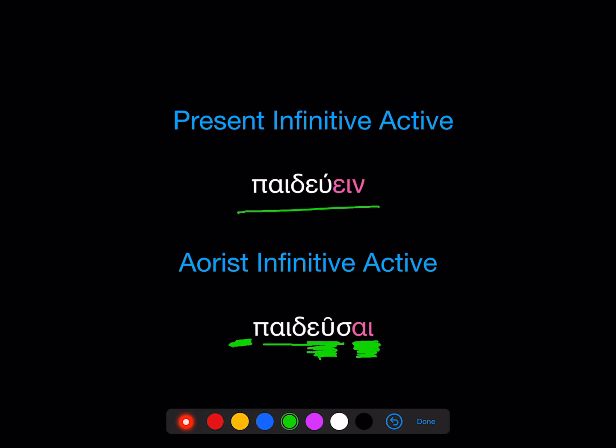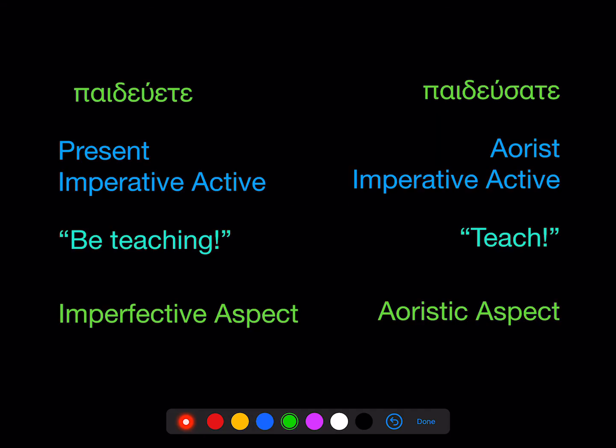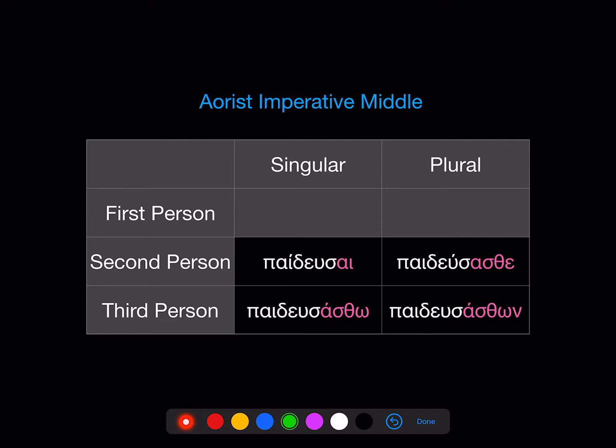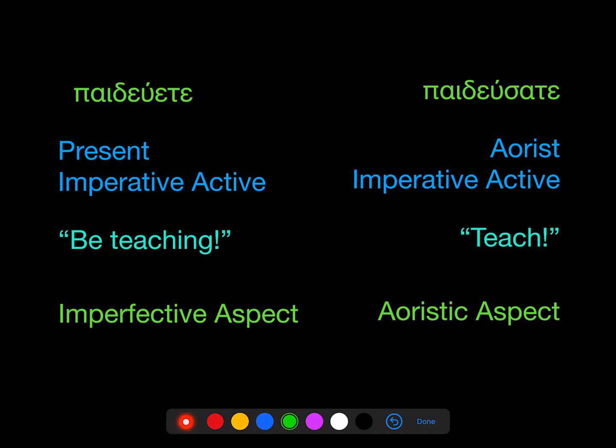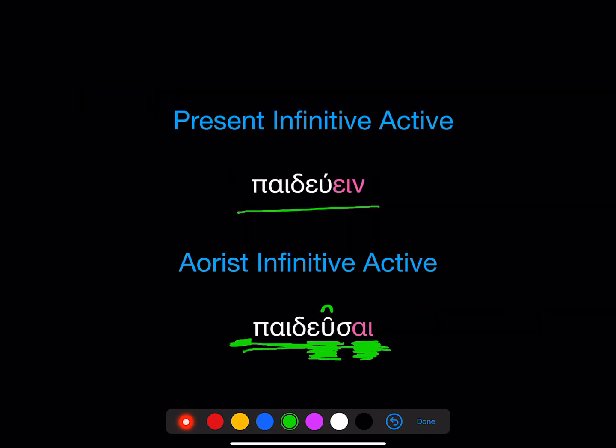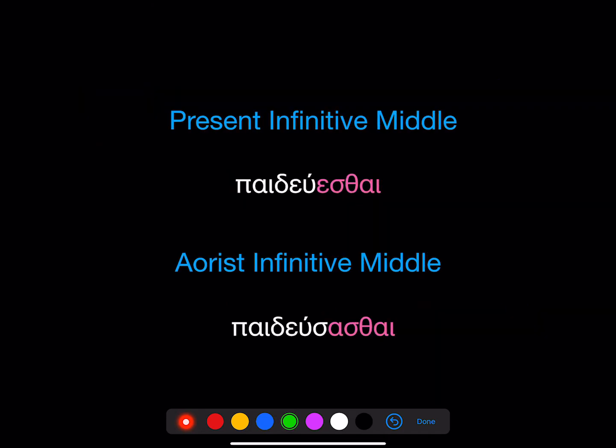So if this penult is long, it's going to be a circumflex, because you've got the long accented penult and the short, for purposes of accentuation, ultima. So you can tell the aorist infinitive active from the second person singular aorist imperative middle, which does have recessive accent. Okay, paideûsai versus paídeusai.